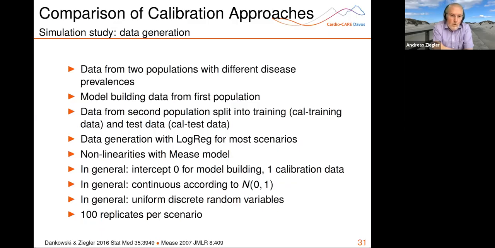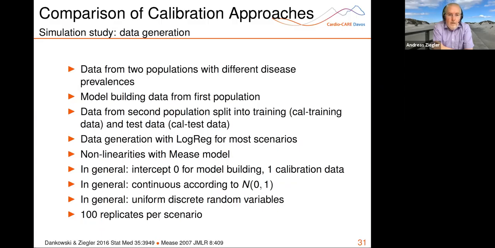We wanted to study one model where we had clear non-linearities. Actually, it's some kind of circular model, or a model with some kind of circles when you look at the densities. And this model is generally called the Mease model because it goes back to a paper by Mease and colleagues in the JMLR from 2007.